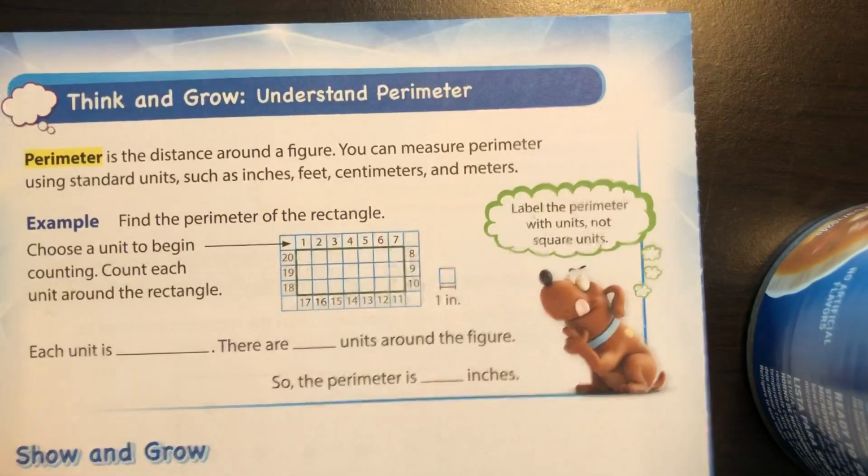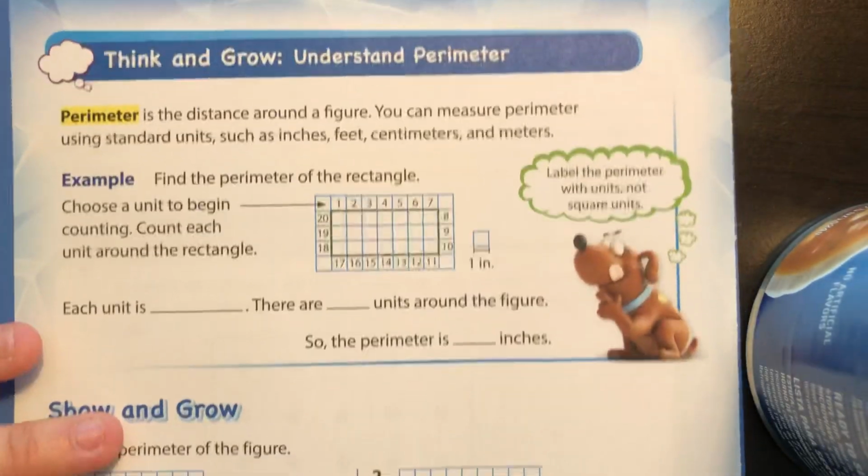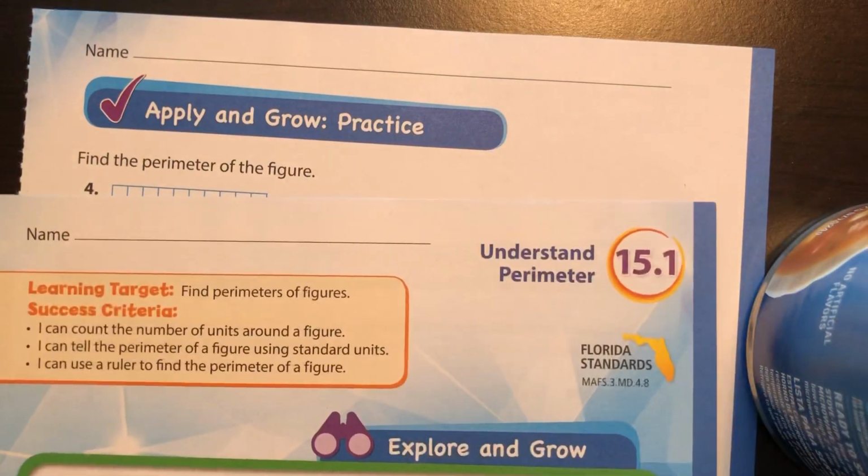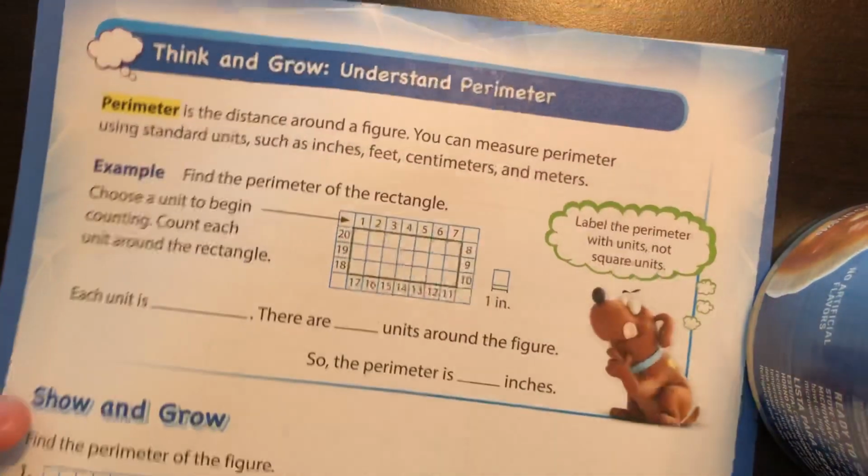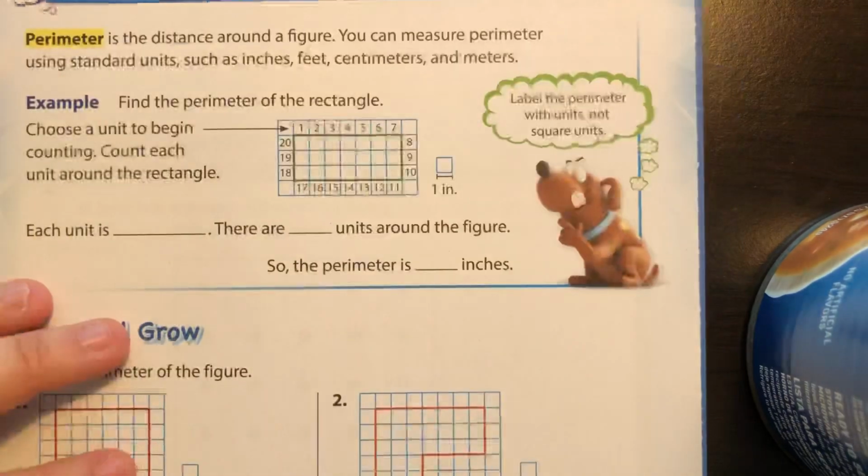Today we will be starting a new chapter for third grade, and it'll be on understanding perimeter and area. Lesson 15.1 is about understanding perimeter. I'm going to start it actually on the second page on page 682.